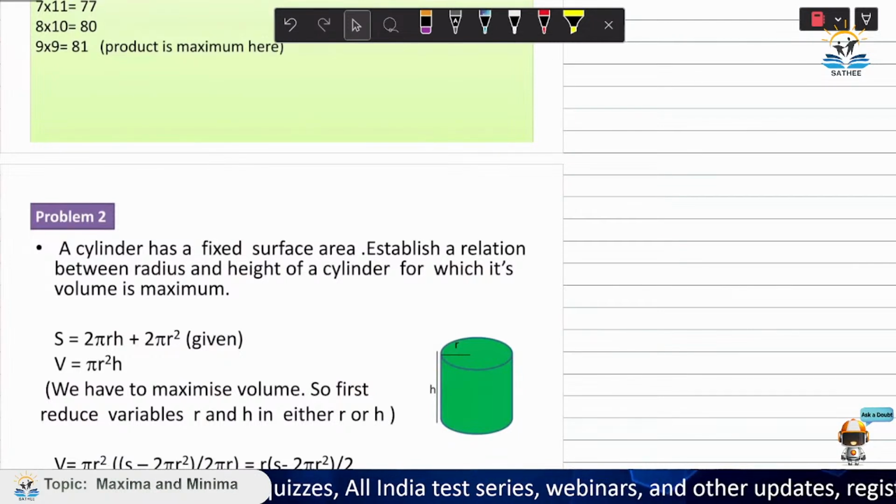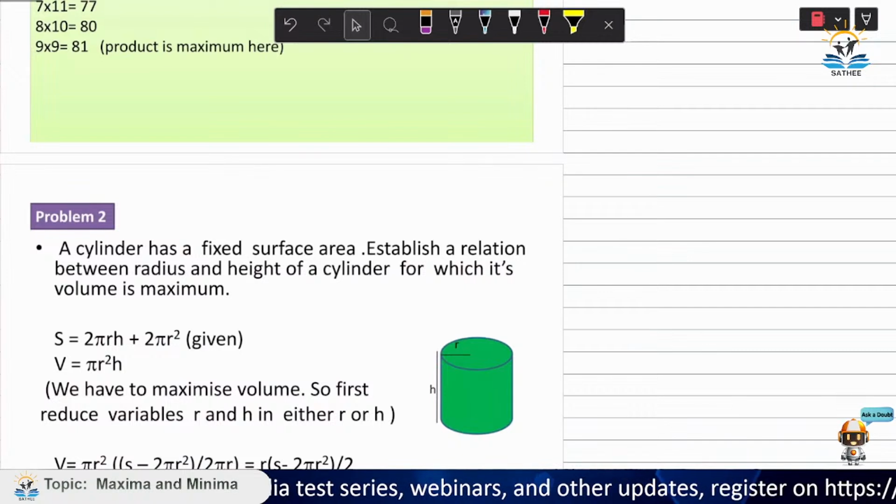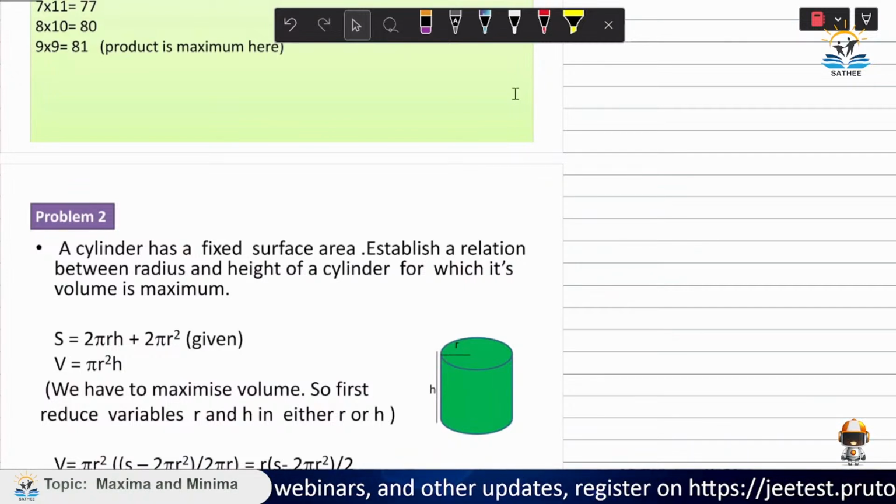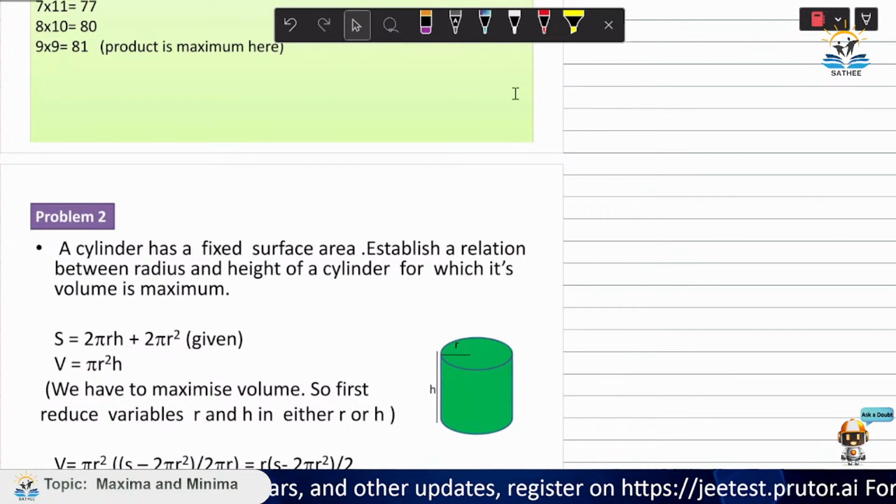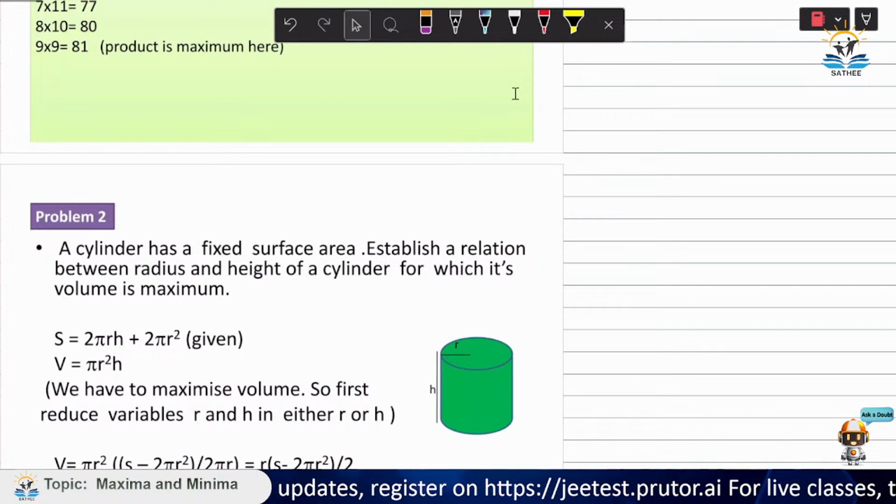The next question. These are simple questions to just give you an idea what maximum minimum could do for you and what kind of questions might come. These are comparatively easier questions. We are starting with easier questions. So a cylinder has a fixed surface area. Establish a relation between the radius and height for which the volume is maximum.